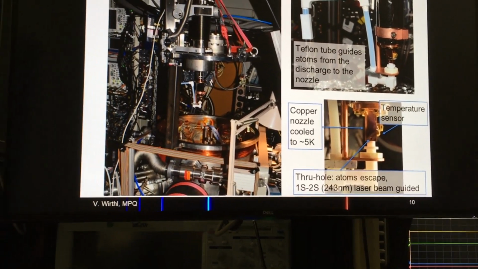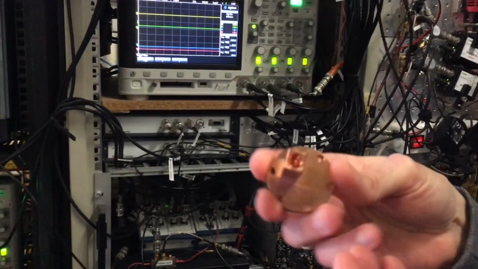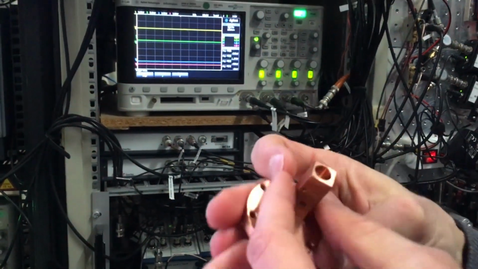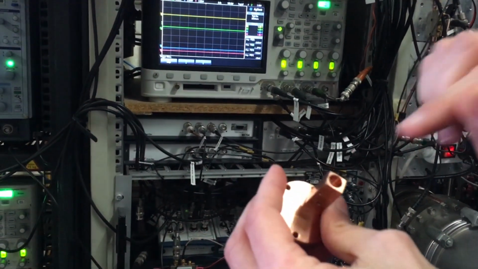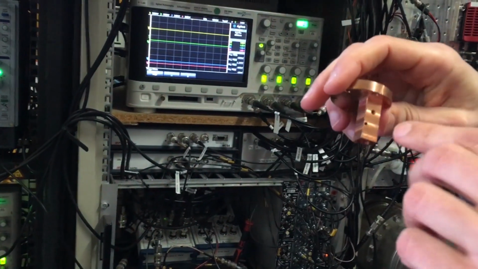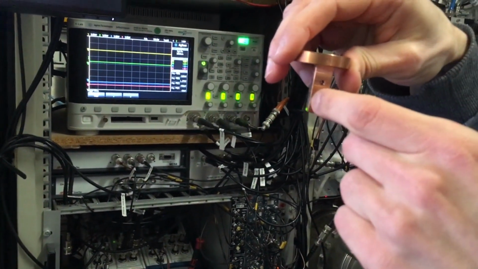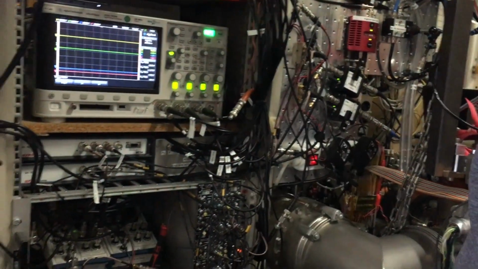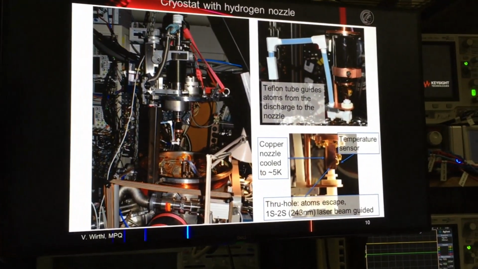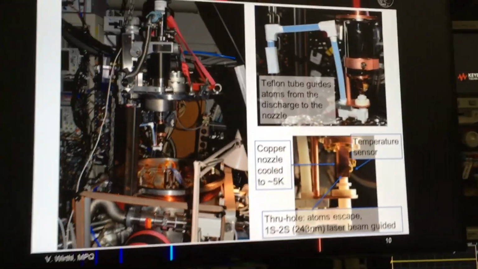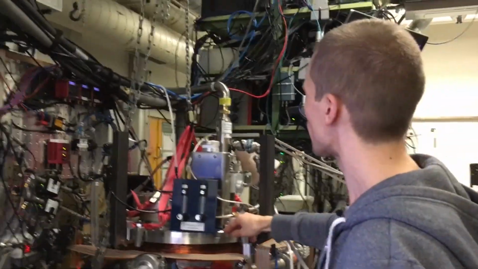All right, and here actually I have one of the old nozzles. So this is how it looks like. It's basically a block of copper. Here we would attach the Teflon tube. And here, this was still the asymmetrical design where we have the through hole on the left here. Right, and basically the upper side of the cryostat, this is what you see here on the vacuum chamber.